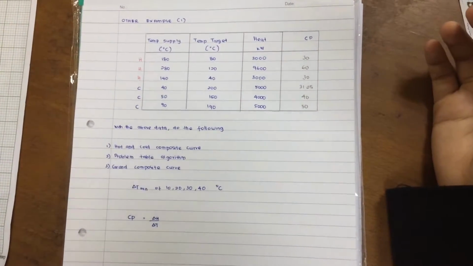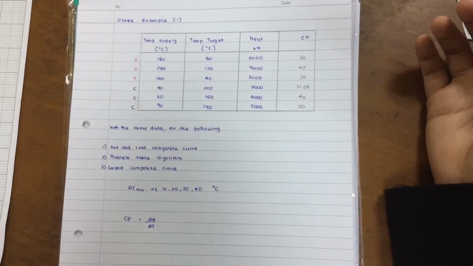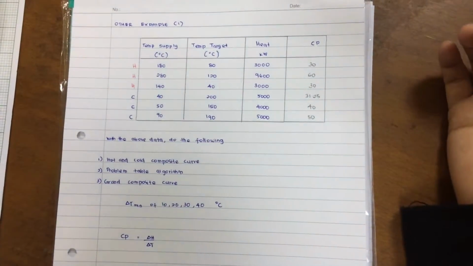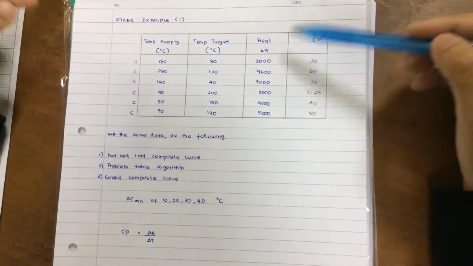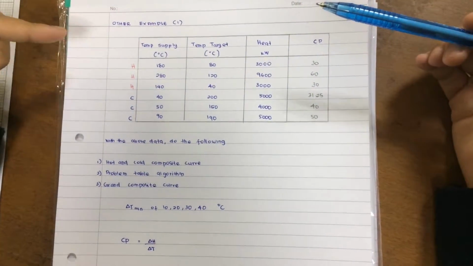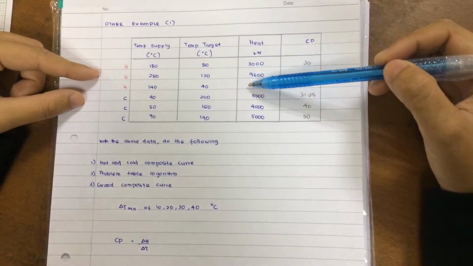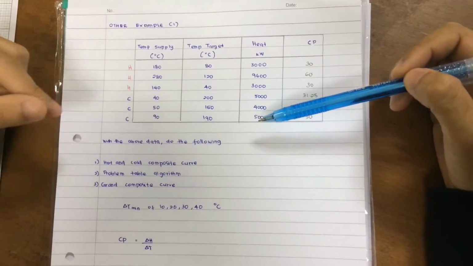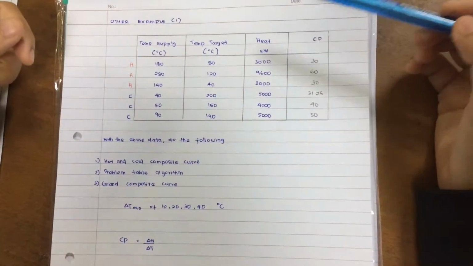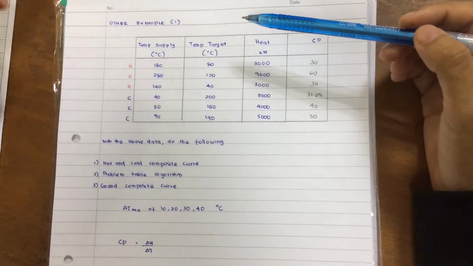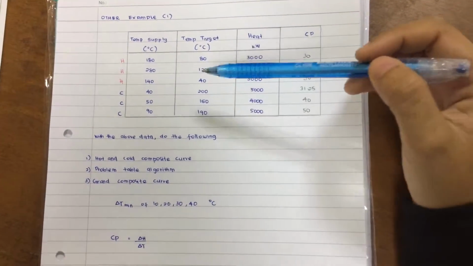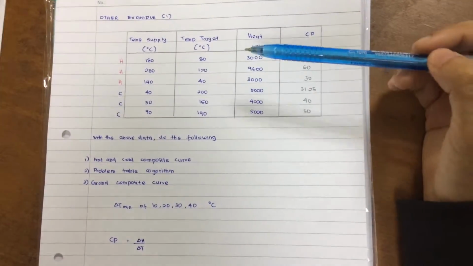We are from group 4 and now we will be showing our results for example number 1. This is the table that has been given to us, where we can see that we have 3 hot streams and 3 cold streams. The way we identify a stream is: if the target temperature is lower than the supply temperature, it is a hot stream. Meanwhile, if the target temperature is higher than the supply temperature, it is a cold stream.